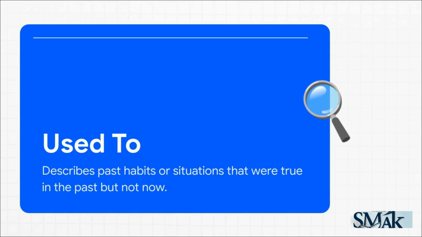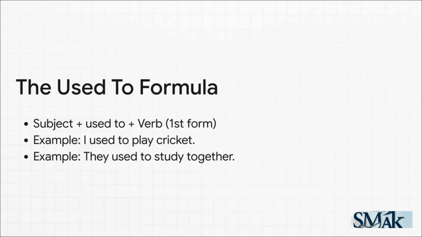What's fascinating is that even though it technically describes the past, it's incredibly common in present-day conversations to contrast your old routines with your current life. Here is the formula, and it is brilliantly simple. It's the subject plus used to plus the verb in its first form, meaning its base form. For example, I used to play cricket, or they used to study together.